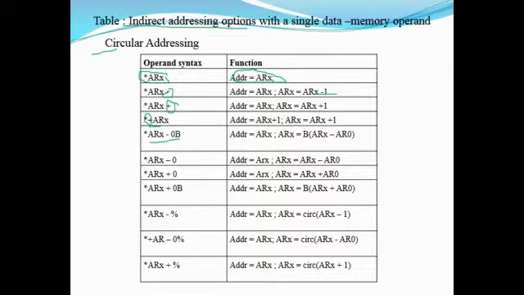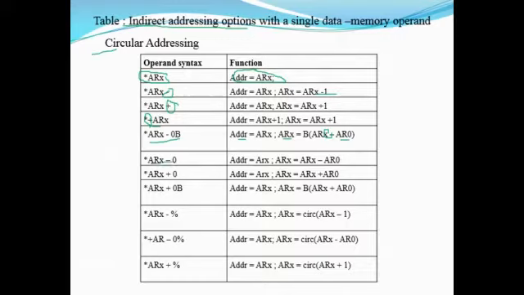Similarly, ARX minus 0B. The content of ARX is the address, and the content of AR0 is subtracted from the content of ARX. This is normally AR1 or AR2 or AR3, etc. Any auxiliary register content is used, and the content which is stored in auxiliary register 0 is subtracted from the content of the auxiliary register which is pointed to by the instruction.